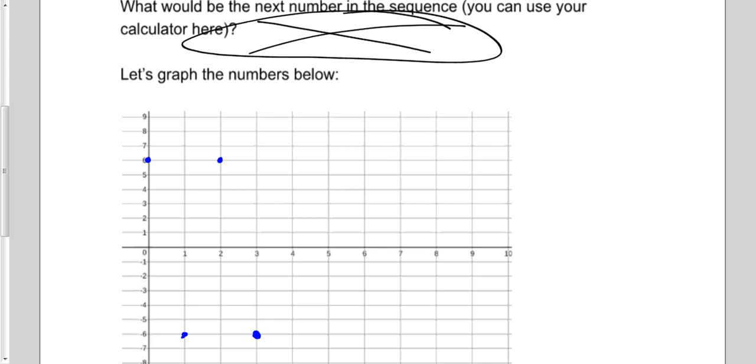Now, you might want to draw lines to and from. Don't do that. This is not how this graph behaves, and we'll go over that in a little while, but don't think that you can just draw a line connecting these dots, because it doesn't work that way for this one.